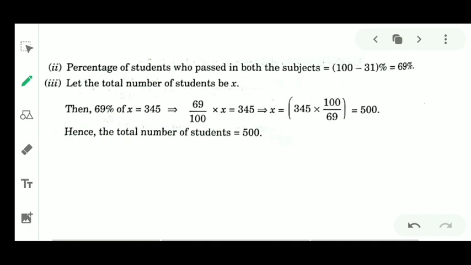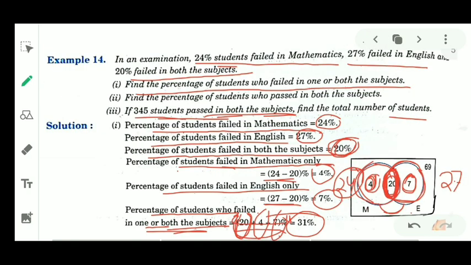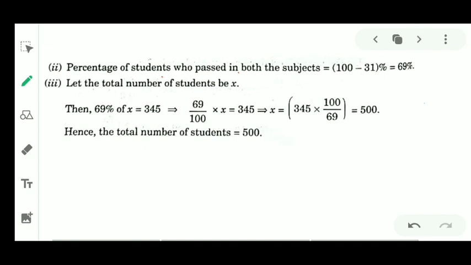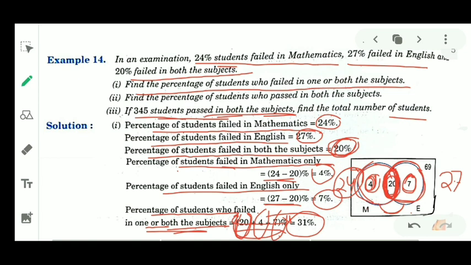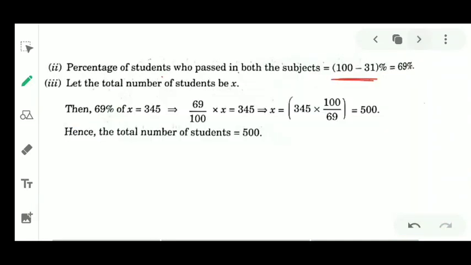Now the percentage of students who passed in both subjects equals 100 minus 31%, obviously, because the percentage of students who failed in one or both the subjects is 31%. So the percentage of students who passed in both the subjects equals 100 minus 31, that is 69%.